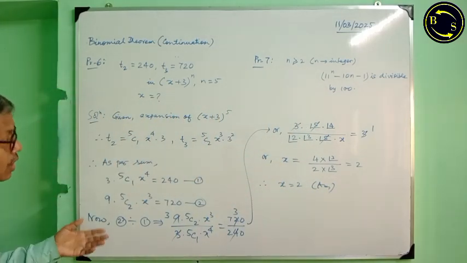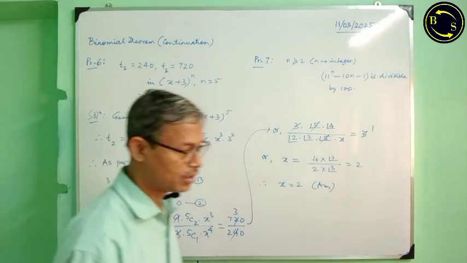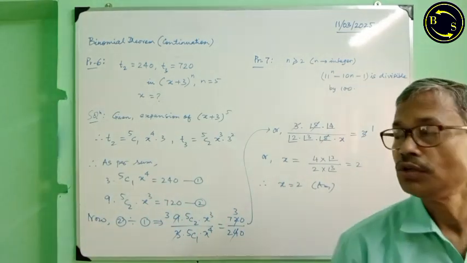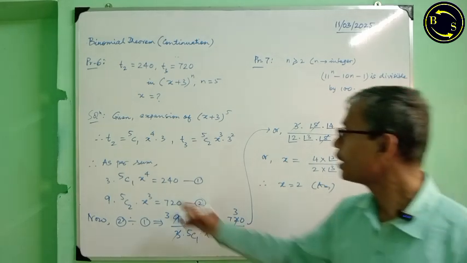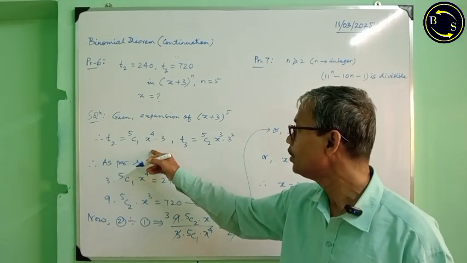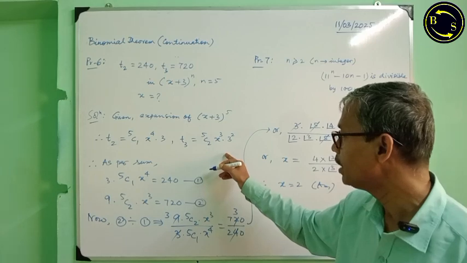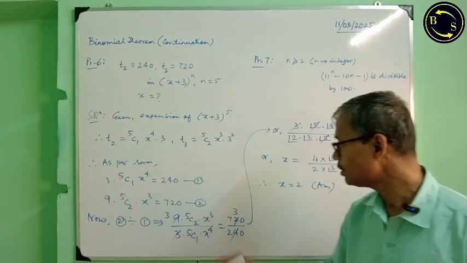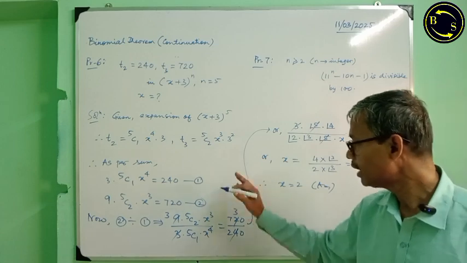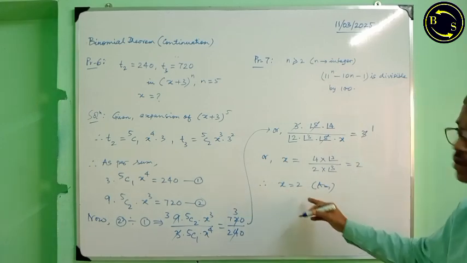Students, learners are to follow the steps which I follow to solve the sum. Second term as formula we have written, third term as formula we have written, then as per condition given we have framed two equations, and to get the value we have divided that and got the answer x equal to 2.